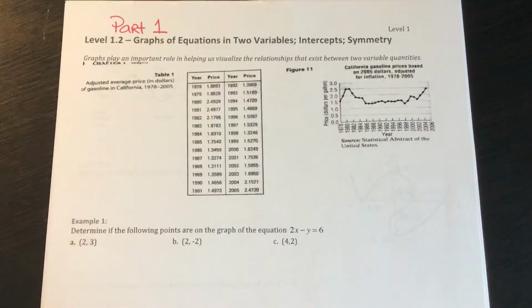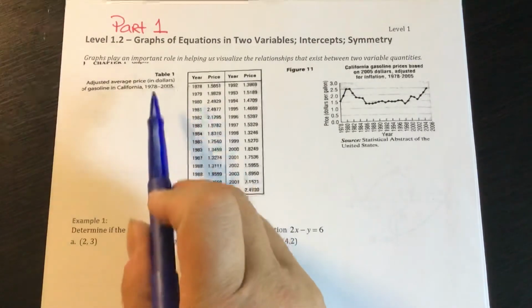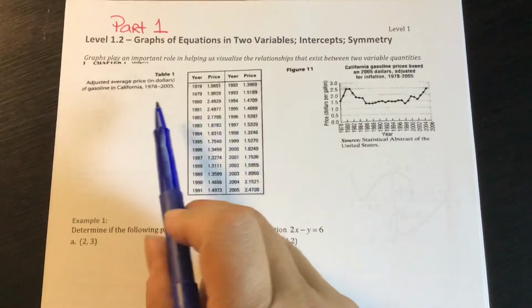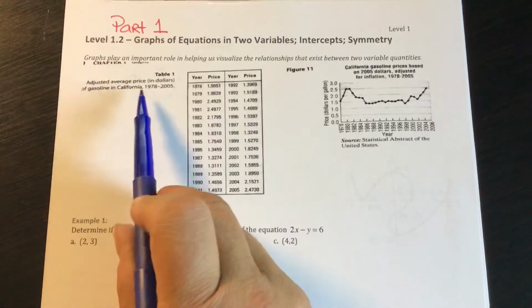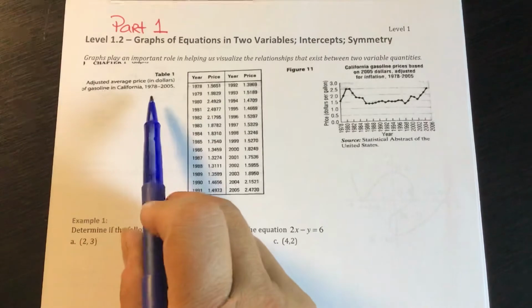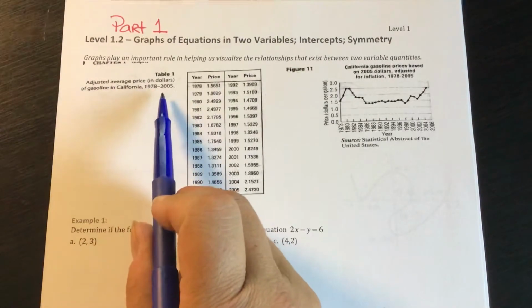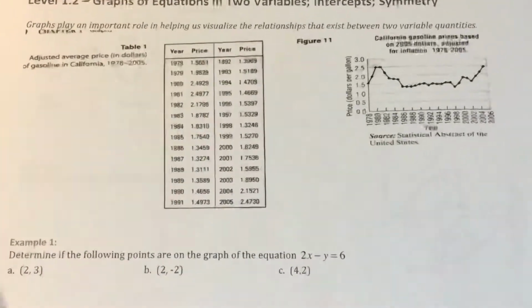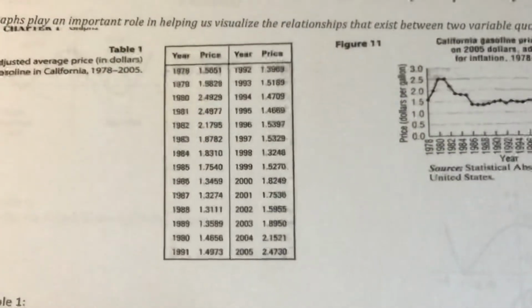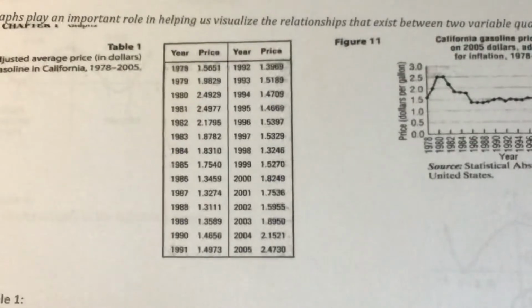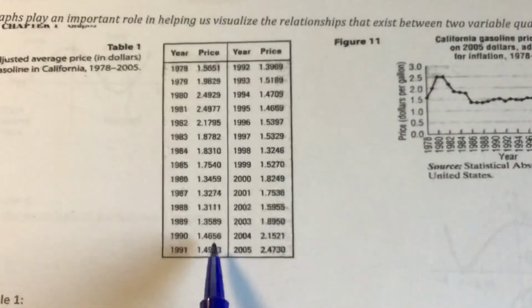like distance and time or time and cost. For example, in this table 1, it's an adjusted average price of gasoline in California for the years 1978 to the year 2005. Now, if I zoom in on this a little bit, if I just wanted to know, okay, how much does it cost in the year 1990? I can go and here I can look.